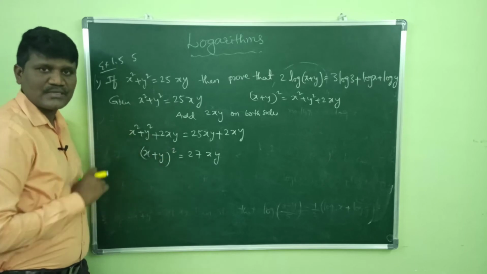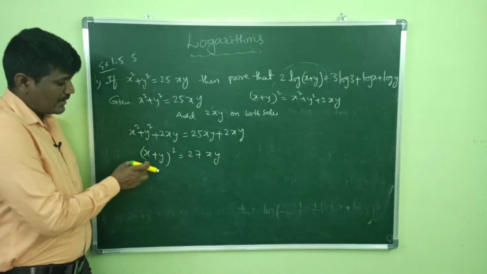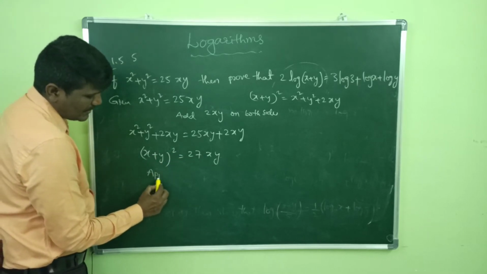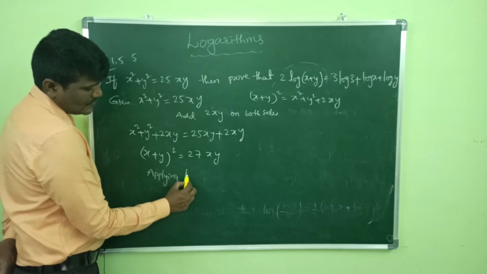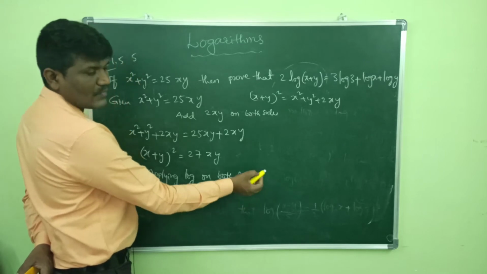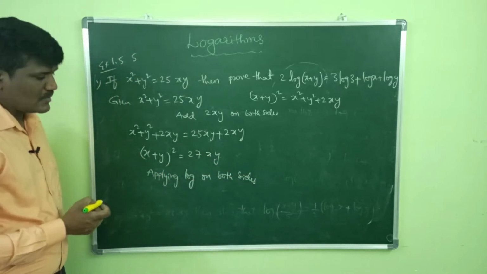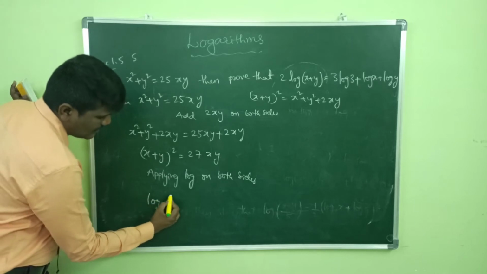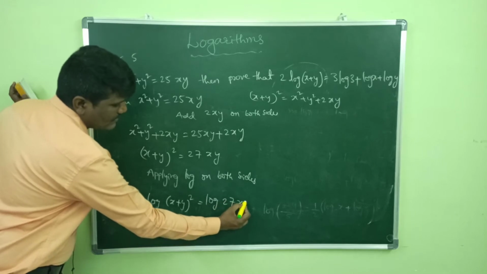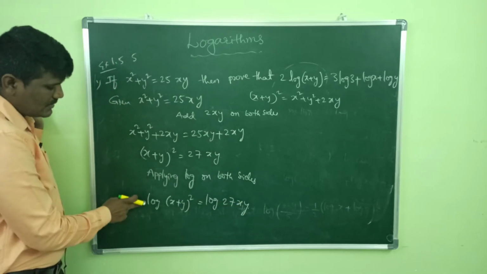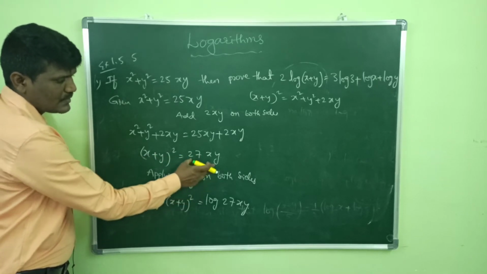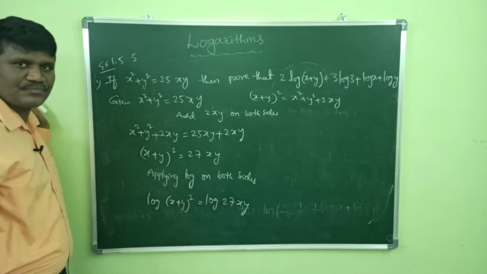In this case, I will apply logarithm on both sides. Applying log on both sides, I can write this as log of x plus y whole square is equal to log 27xy. What I did here is just apply log on both sides.